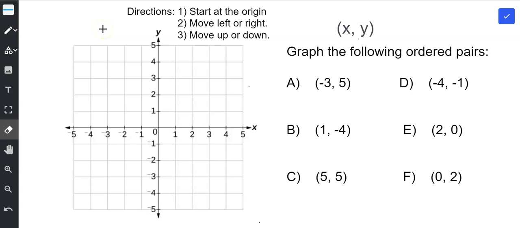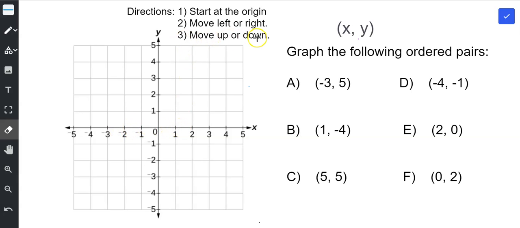When you are graphing coordinates, it is very important that you follow these steps. Number one, start at the origin. So you start at 0, 0, the origin. Then you're going to move left or right. So your horizontal movement is first. Your movement along the x-axis is first.